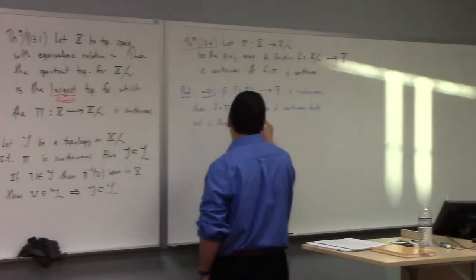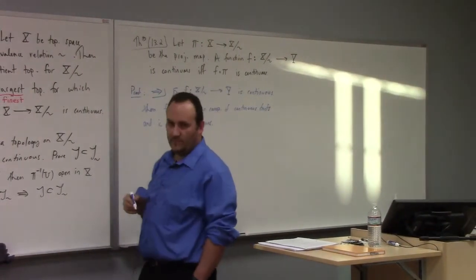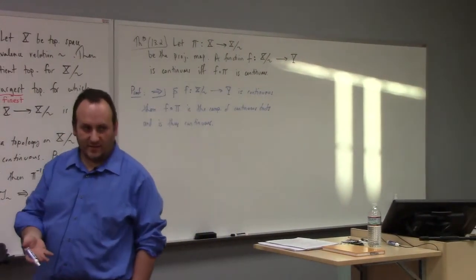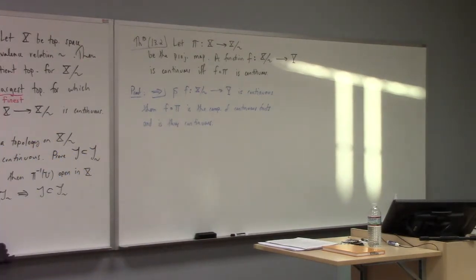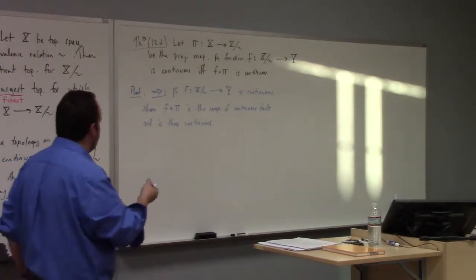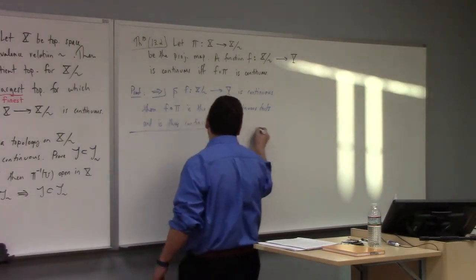Because first of all, we know by construction pi is a continuous map. Essentially by the definition of the quotient topology, this is forced upon us. And we're composing two continuous maps, which again is continuous. We proved that carefully the other day. So then how about the other direction here?